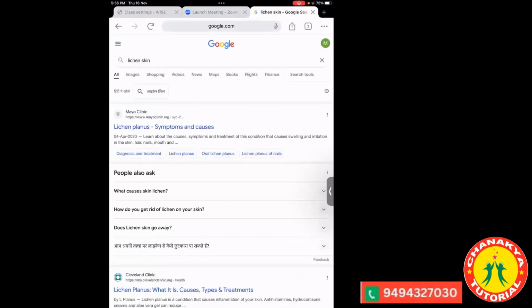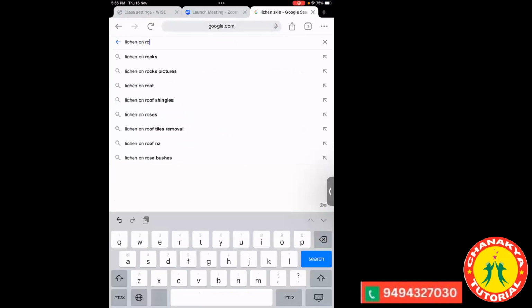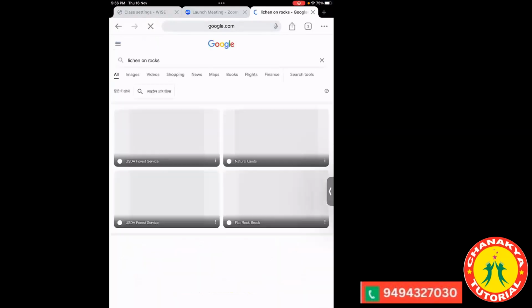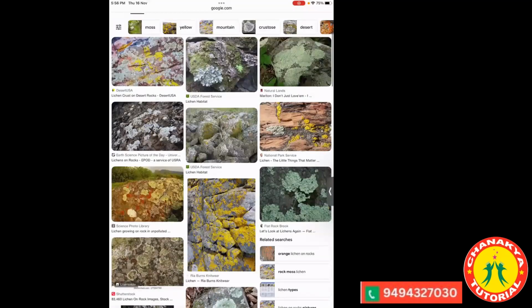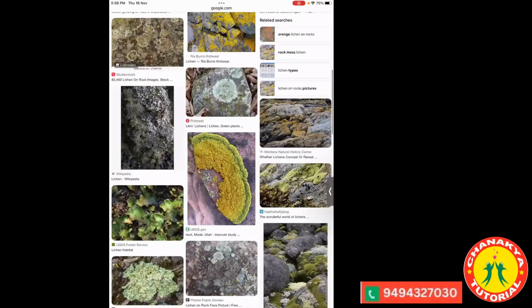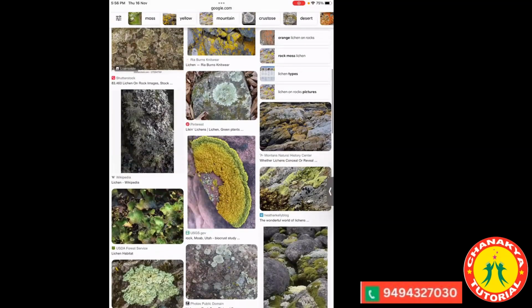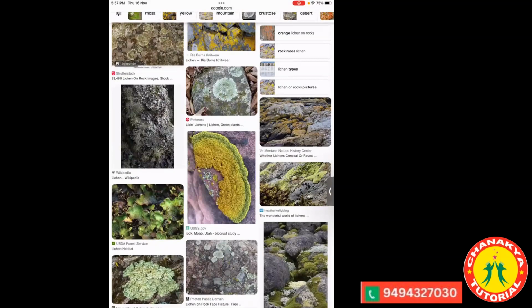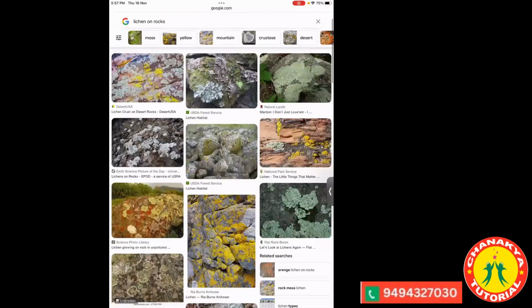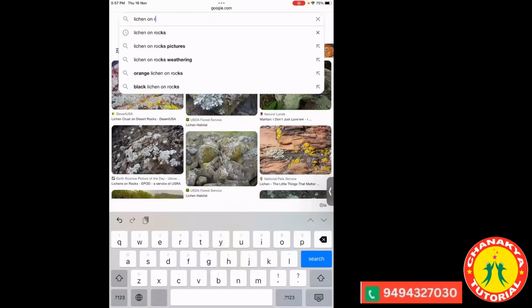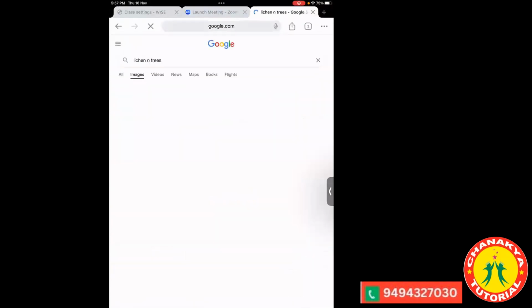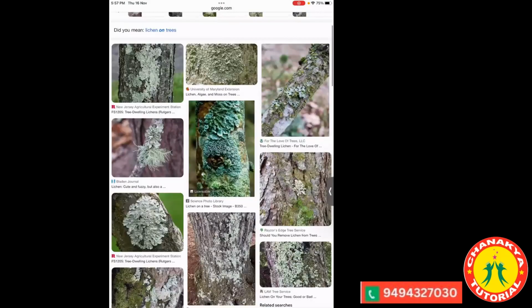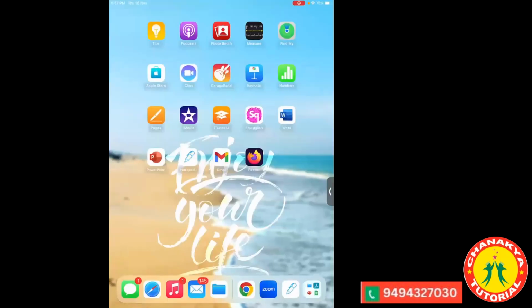And because of the presence of this lichen, it becomes so slippery. See, this is an image of it. On the rocks, the lichens are present. So they take the lichens from here, extract the litmus out of it, and do the test. And the same thing you will find on the trees. These lichens are present on the trees as well. So this is lichen on trees. Like this, the lichens will be on the trees. So that is how to identify that.